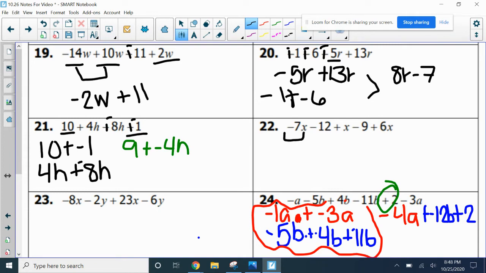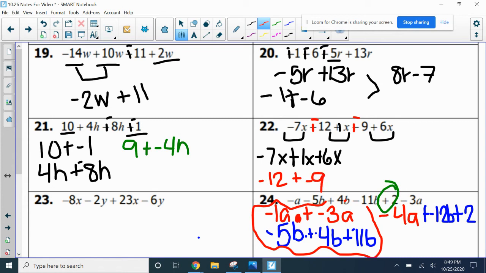All right, so I have negative 7x. I have positive x, and we know there's an assumed 1 there. And I have positive 6x. So negative 7x plus 1x plus 6x. And then we have plus a negative, negative 12 plus a negative, plus negative 9.